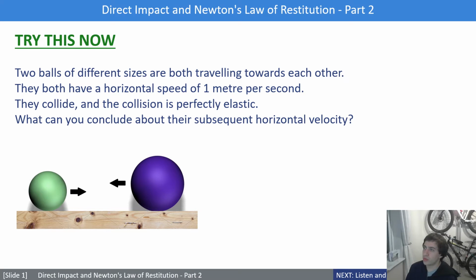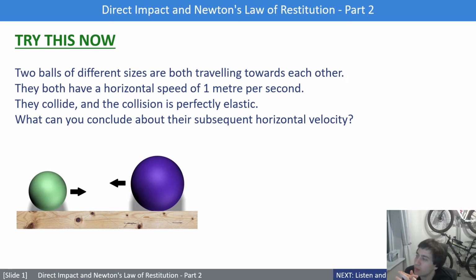Okay, so part two of Newton's law of restitution. We're going to do a few more problems on this topic. Just before we start, question for you. If I have two balls of different sizes traveling towards each other, roughly the sizes shown in the picture, and they both have a horizontal speed of 1 meter per second. Note that that's speed, obviously they're heading towards each other. So they collide, and let's say the collision is perfectly elastic. So this pair of objects have an E equal to 1. What can you conclude about their subsequent horizontal velocity?